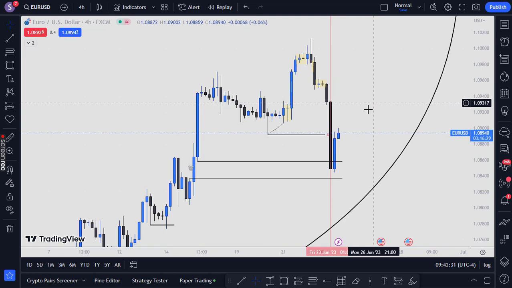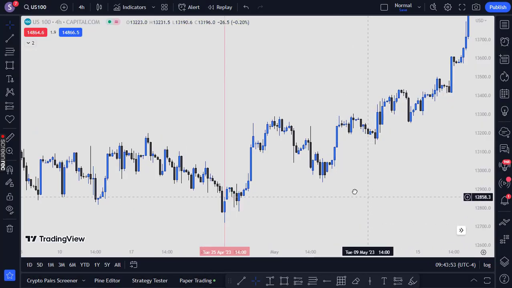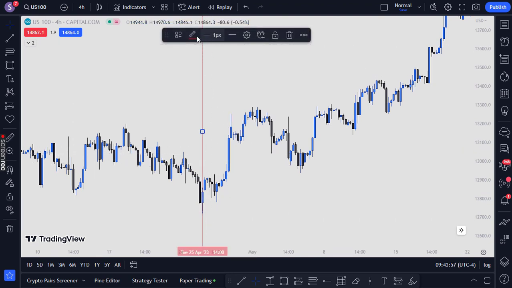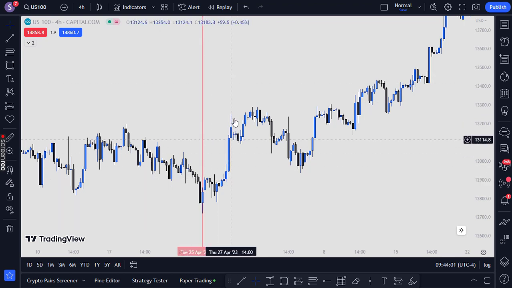Now I'm going to show you another example on the US 100. So from this line right here, we're going to study the behavior of price. You can see that we have a displacement right here. What do we have here? A retracement.